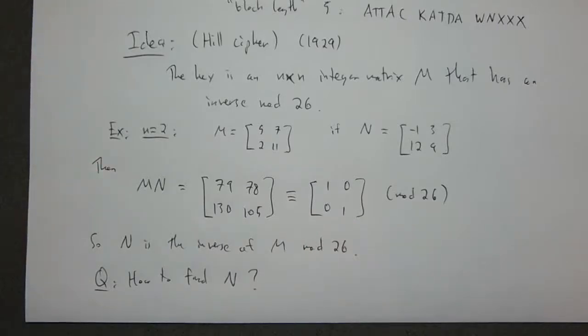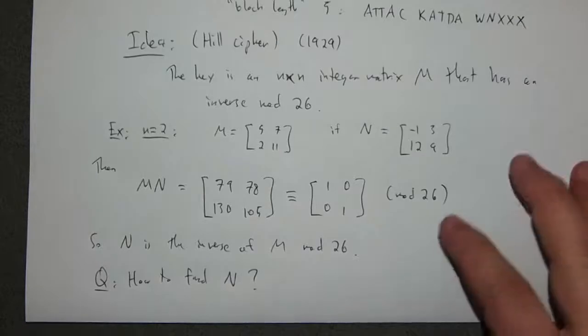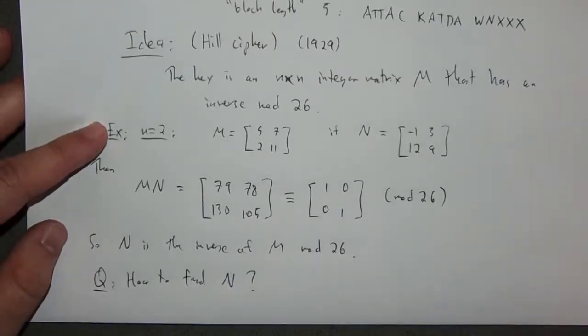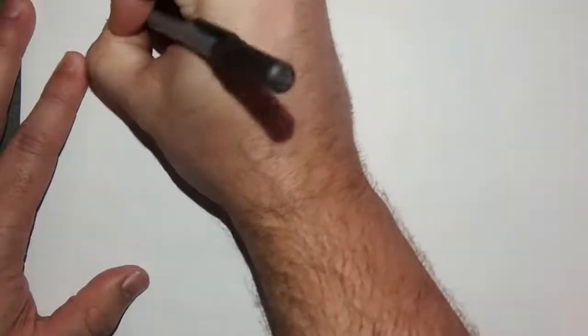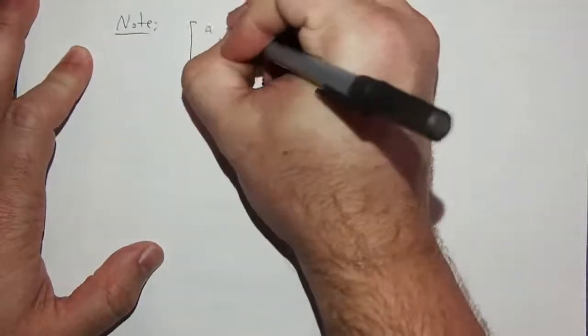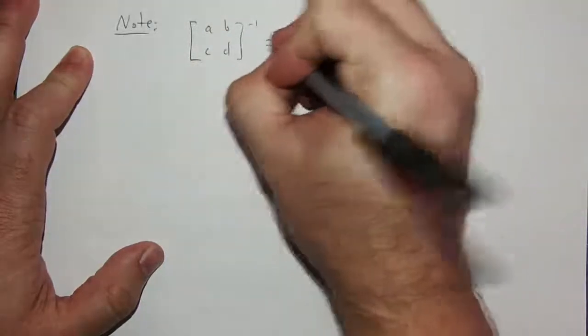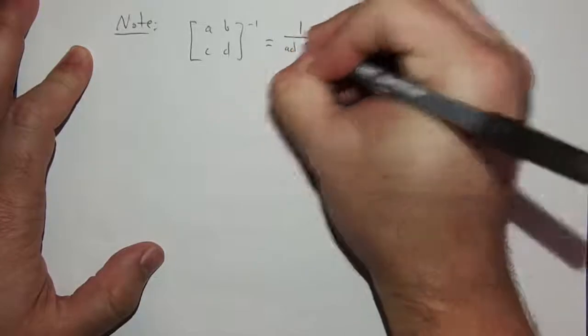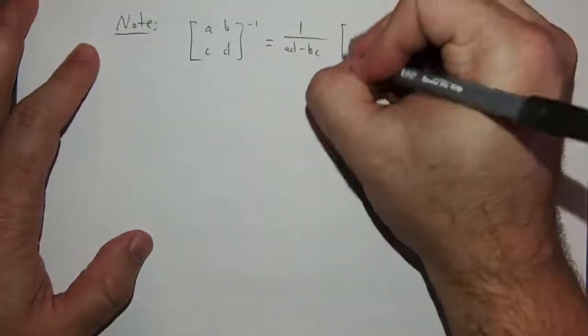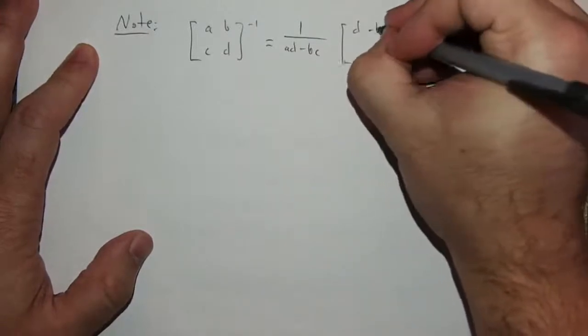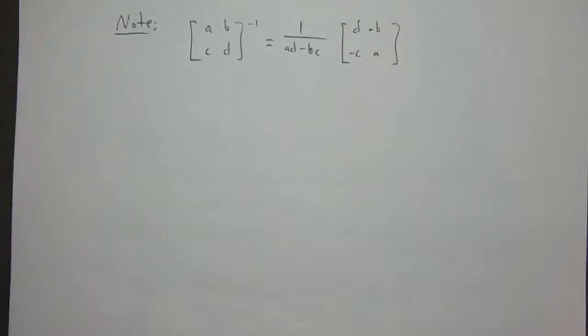Not every integer matrix M is going to have an inverse mod 26, because not every matrix period has an inverse, regardless of talking about mod 26 or not. So the question is, how do you find N? Well, note the inverse of a 2 by 2 matrix, you know how to do that, right? This is one of the nicer ways. The existence of this formula is the reason why, when computing an inverse, the example you're given is almost always a 2 by 2, because this is so nice.